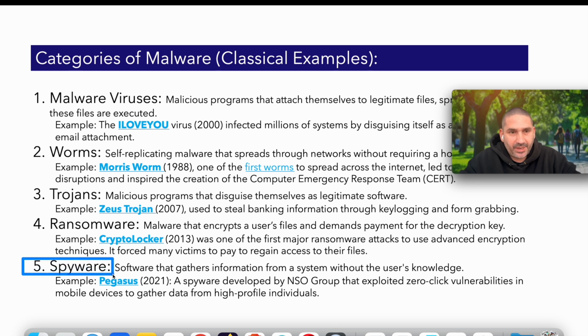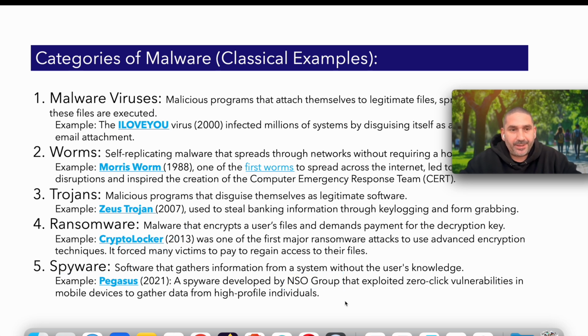And the fifth category here is spyware. Pegasus is an example of spyware, which is used to gather information from the system without the user's knowledge. Pegasus was developed by the NSO Group and exploited zero-click vulnerabilities in mobile devices to gather data from high-profile individuals. If you had to explain spyware in one easy sentence, it's a zero-click vulnerability. You don't have to click once it's installed. It just does its job.